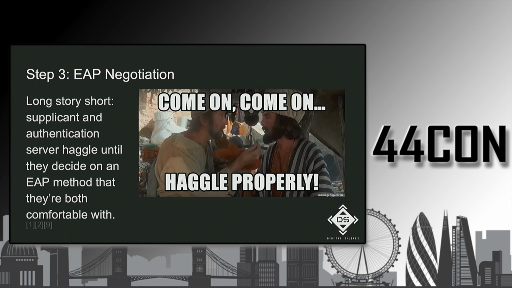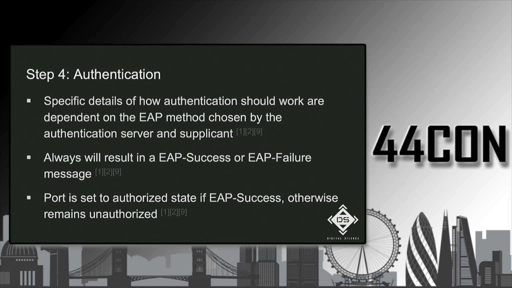So long story short, 802.1x is basically an encapsulation of EAP, Extensible Authentication Protocol, for use on wired networks and also, as we said, in some cases on wireless networks. There are many ways of implementing EAP, and we're going to talk a little bit about that later. But at this stage, the supplicant and the authentication server are going to haggle for a bit until they both agree upon an EAP method that they're both comfortable with. Once that happens, you move on to step 4, which is authentication. EAP can be implemented a number of different ways, so the specific details about how step 4 is going to play out depend on the EAP method that we chose in the last step.